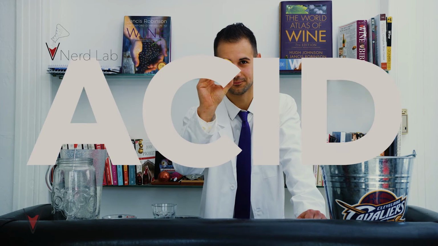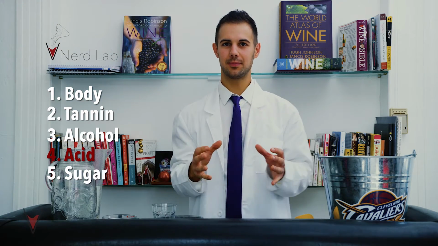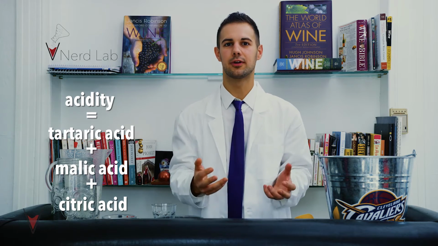Today we're talking about acid. So what is acid? Well, it's one of the 5 major components of wine. It's a compound in the grapes, tartaric, malic, and citric acid, that gives wine a sourness or a tartness. But it's really important to wine too. It also gives wine a liveliness, a pizzazz, or a pop.